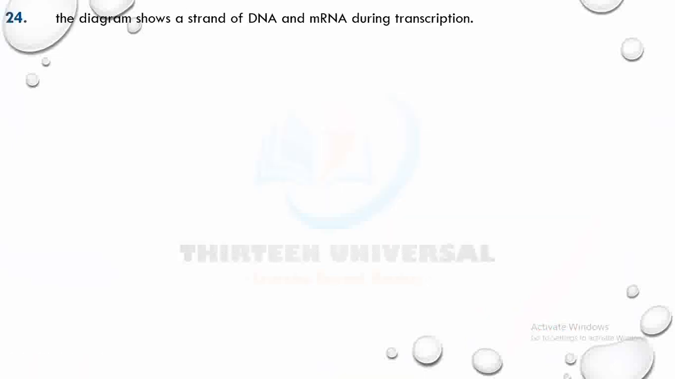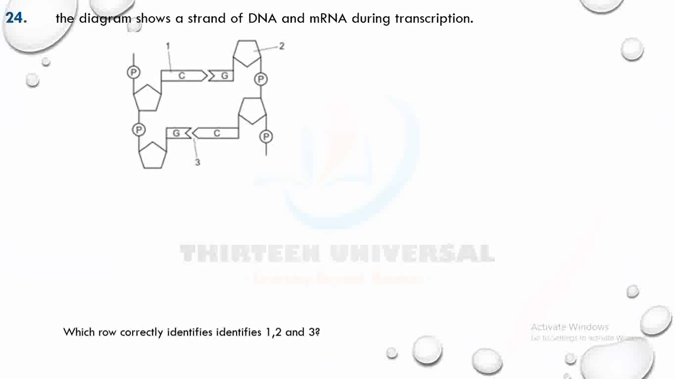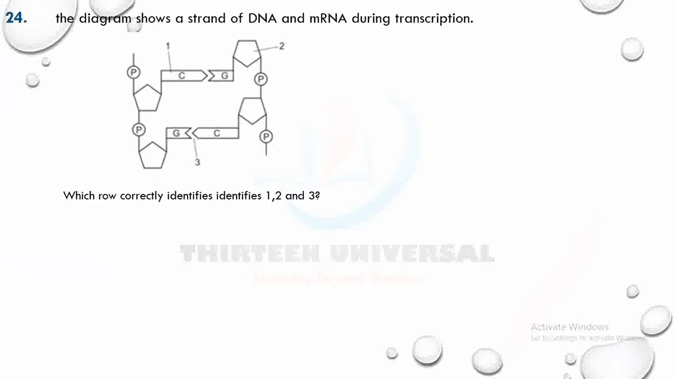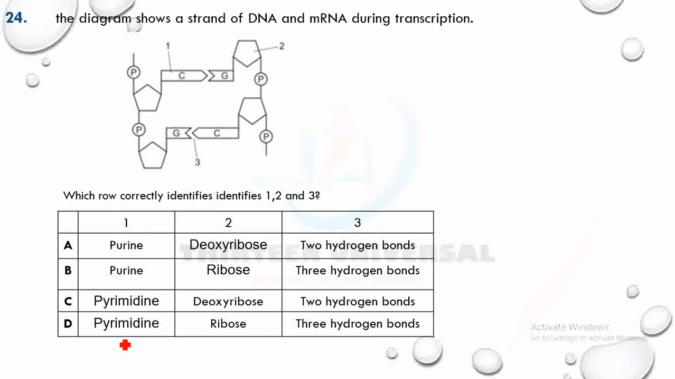The diagram shows a strand of DNA and mRNA during transcription. You can see that. Which row correctly identifies 1, 2, and 3? I'd like you to do that. Now, 1 is cytosine. Cytosine is a pyrimidine, so that eliminates A and B. Now 2 is a pentose sugar, which is a deoxyribose. So this is where C is eliminated. So D is eliminated. So we have C as the answer.